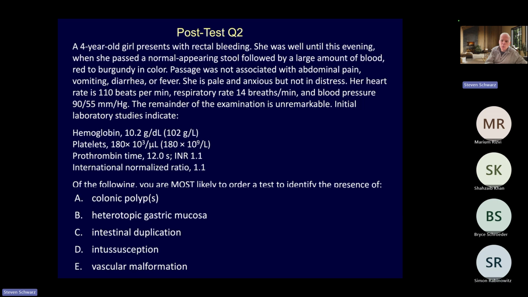Okay. A 4-year-old girl presents with rectal bleeding. She was well until this evening when she passed a normal amount of stool with a large amount of blood, red to burgundy in color, no pain, diarrhea or fever. She is pale and anxious, heart rate 110, respiratory rate 14, BP 90/55, hemoglobin 10, platelets 180, PT 12, INR 1.1. Of the following, you're most likely to order a test to identify which of the following?